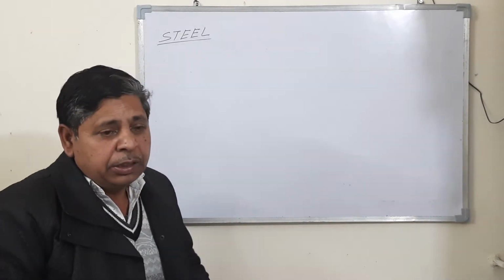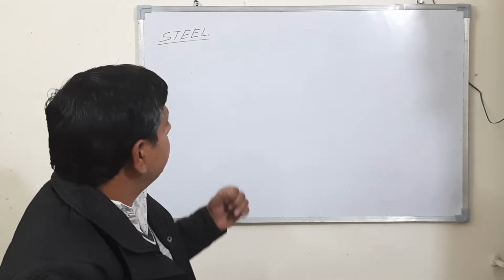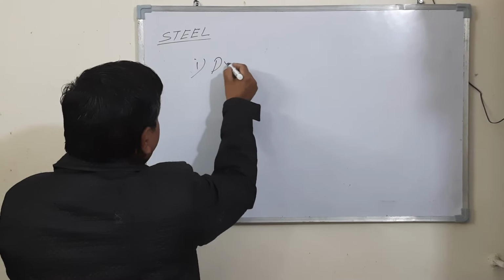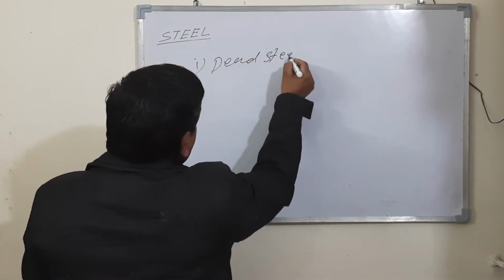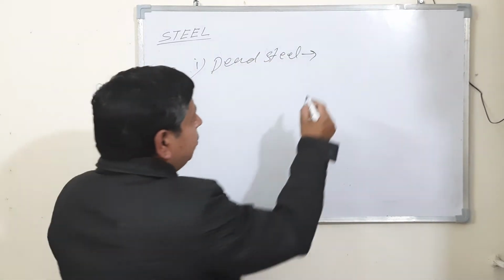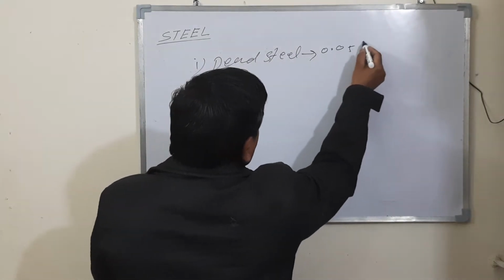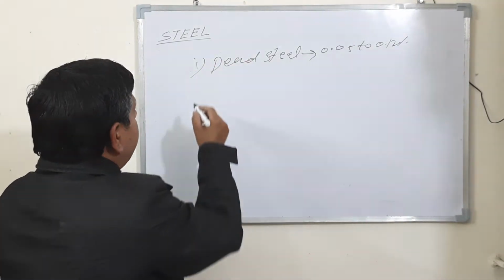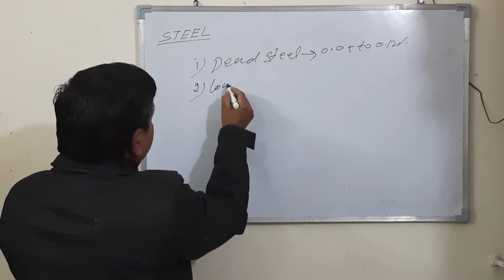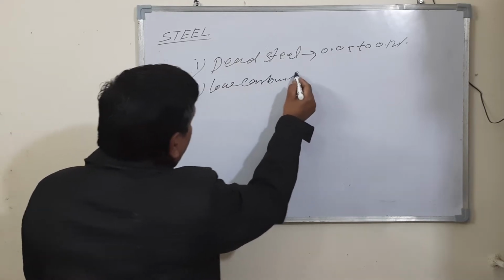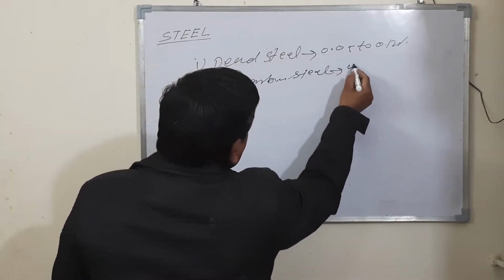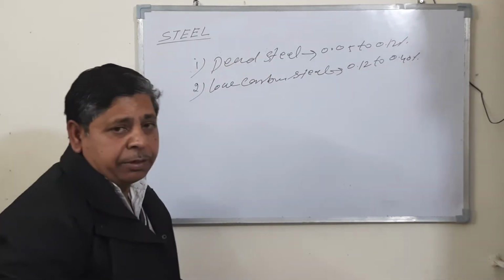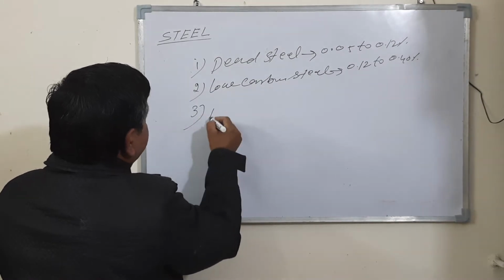Steel is generally classified depending upon the carbon content. Number one is steel containing 0.05 to 0.12% carbon content. Number two is low carbon steel, with 0.1 to 0.40% carbon content.